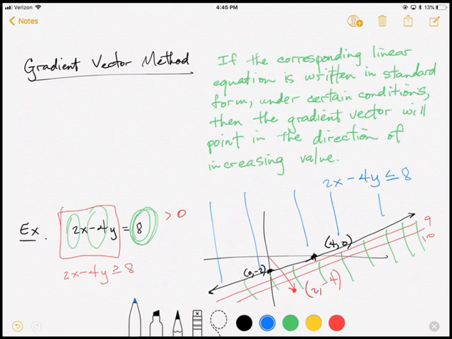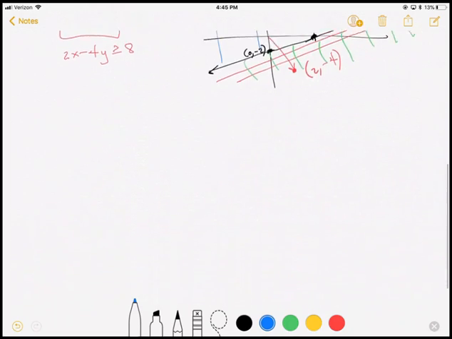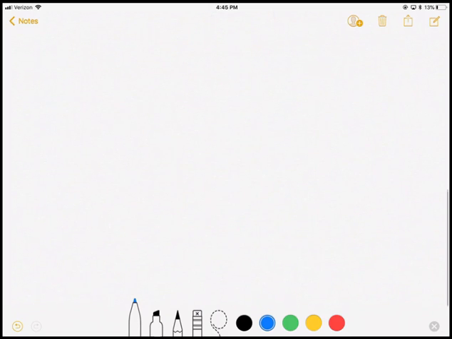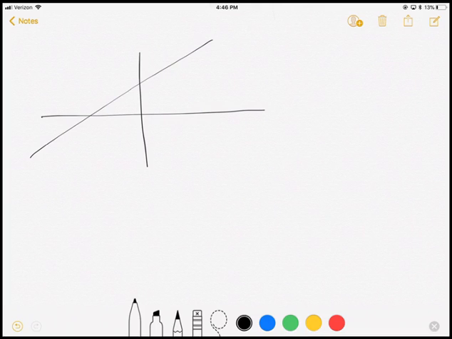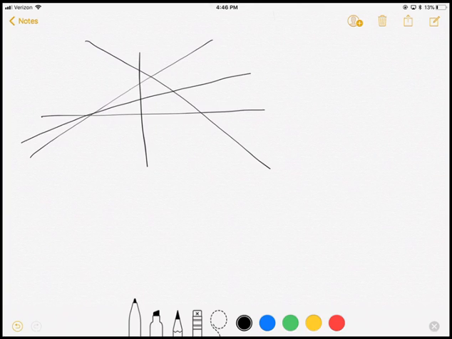Now let's do an in-depth, more applied example, where we're not applying it to one inequality, though. We're going to be applying it to a system of inequalities. So let's take, for example, that we have this line, and this line.